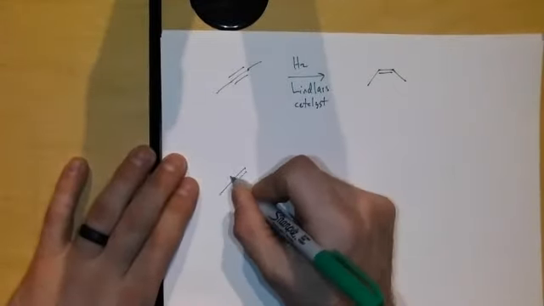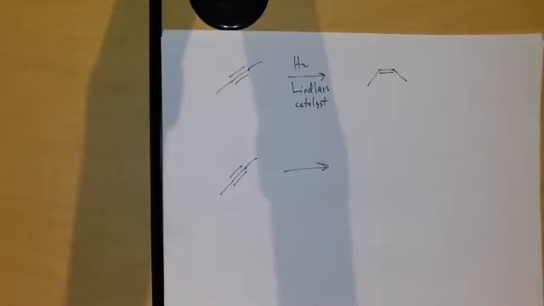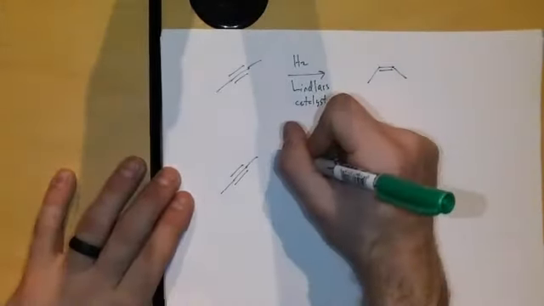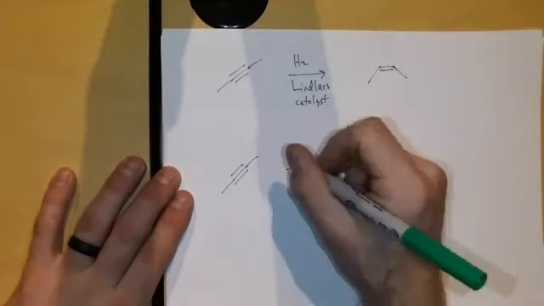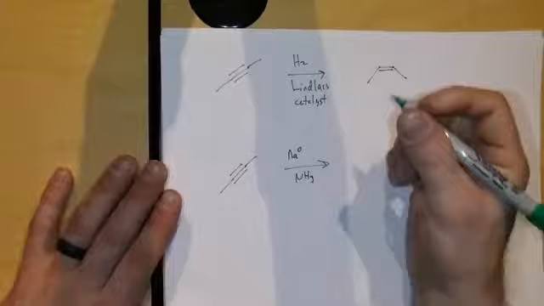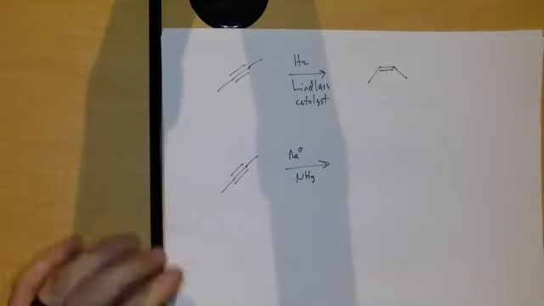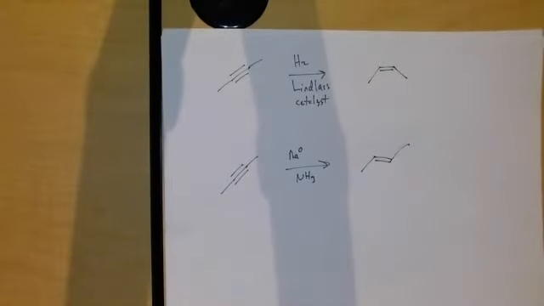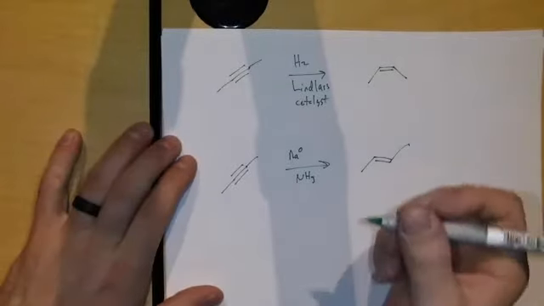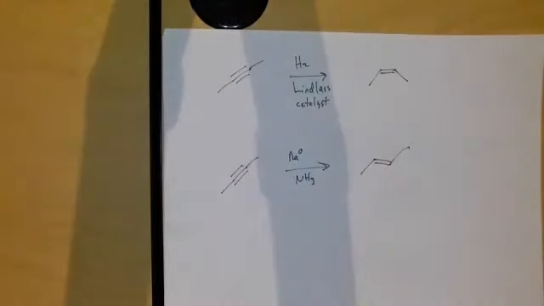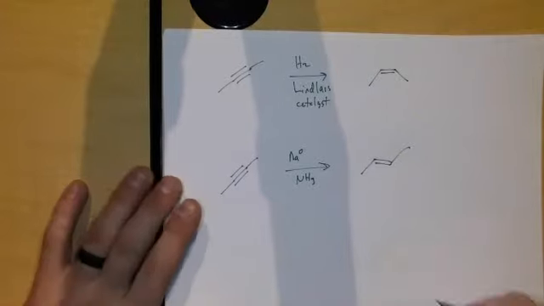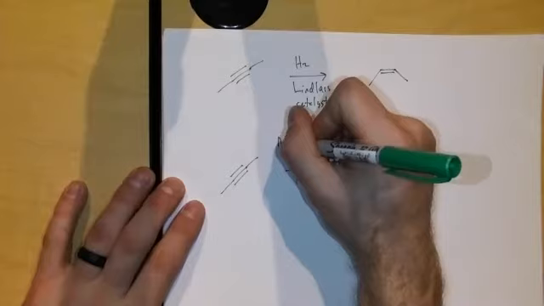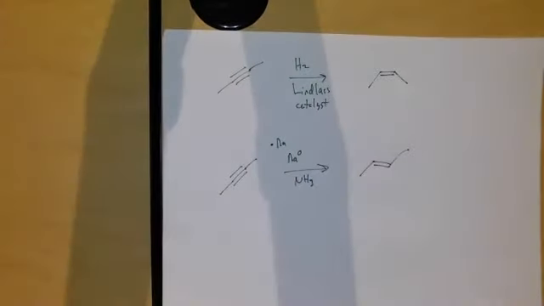For creating a trans double bond, we are going to add in sodium 0 and liquid ammonia. And what that's going to give us is this here. So how this works is sodium 0, we usually think of sodium as being Na+. Na by itself, which is the stuff that you can buy and throw in water and it'll explode, is sodium with a single electron, or a sodium radical.